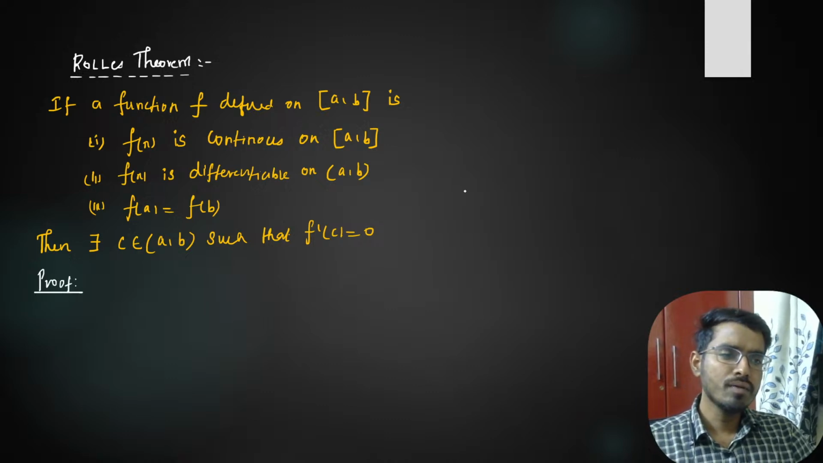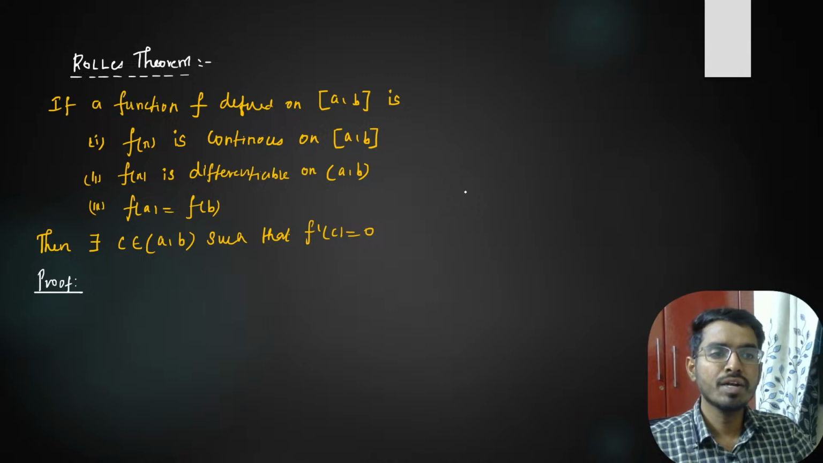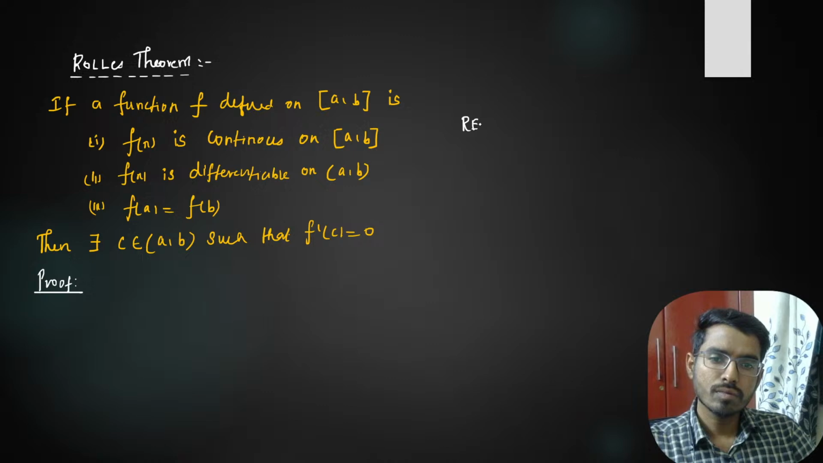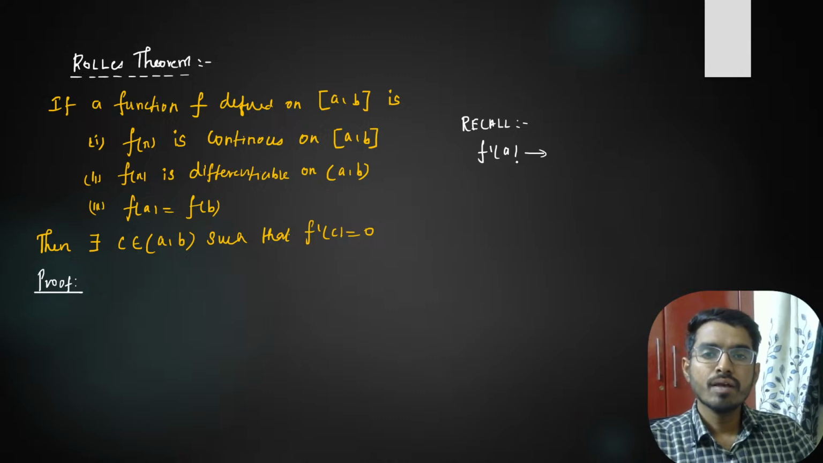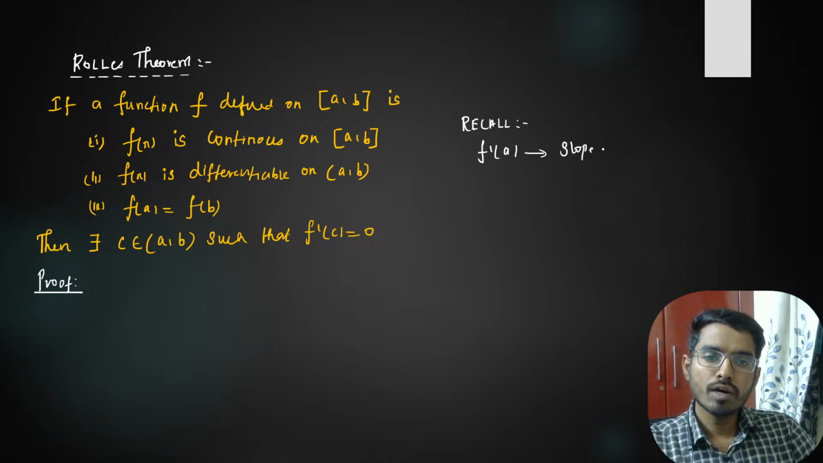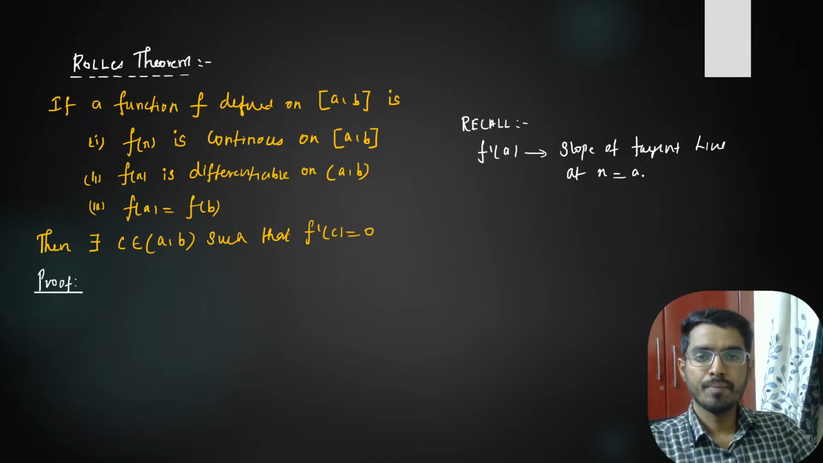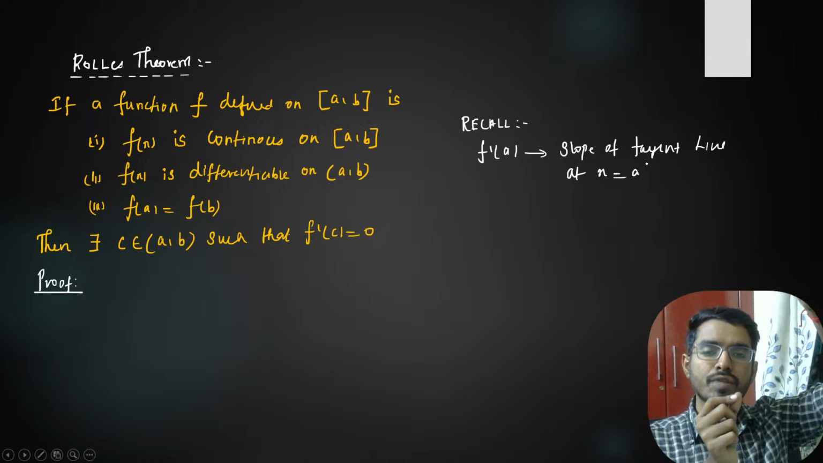You just recall the definition of differentiability at a point, right? Recall what is meant by f dash of a. What is meant by f dash of a? It is nothing but the slope of the tangent line at x is equal to a. At a we have a function value.